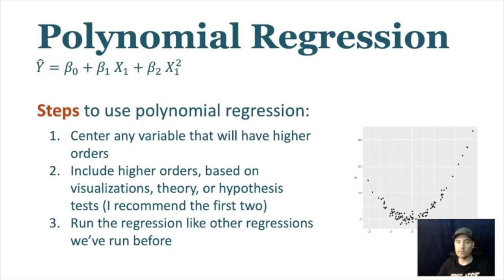I generally recommend the two. So if you have seen that this looks like there's a nonlinear relationship, or according to theory, or your research questions are asking for it, then definitely include those. And then run the regression just like any other that we've run before, and you're going to look and see, is there a significant quadratic effect?